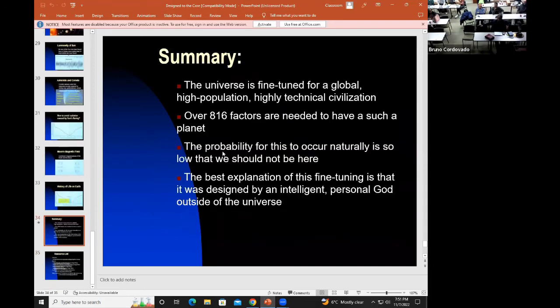So basically what Hugh Ross is saying in the video is that the universe is fine-tuned for a global, high-population, highly technical civilization. More than 816 factors have been identified. Well, he only mentioned a few of them, but the probability that all this could occur naturally is extremely low. We shouldn't even be here. And the best explanation is that this fine-tuning was designed by an intelligent and personal God.